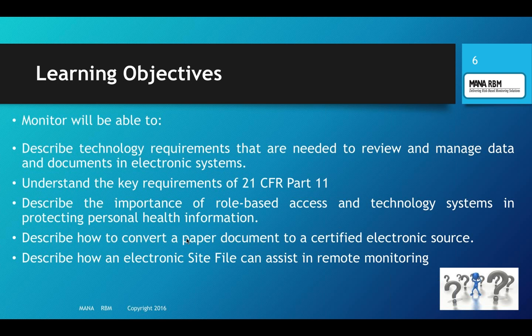We want you to understand the importance of role-based access and technology systems in protecting PHI, or personal health information. We want you to be able to convert a paper document to a certified electronic source, and how an electronic investigator site file can assist you in your remote monitoring. So that's the goal for today, and let's get going and learn some stuff.